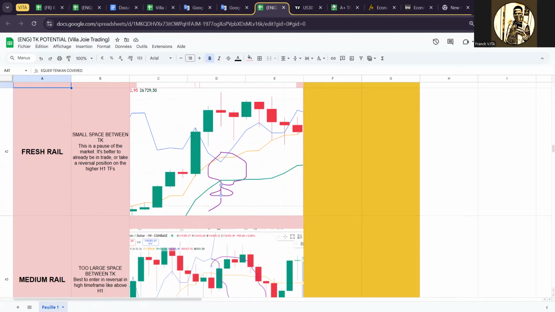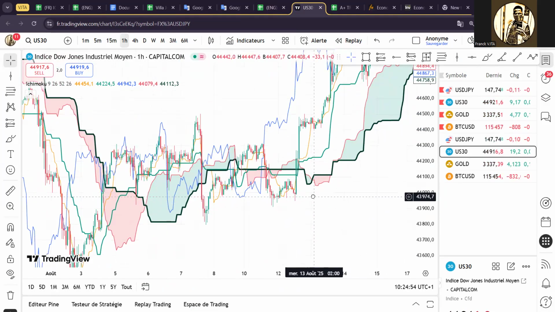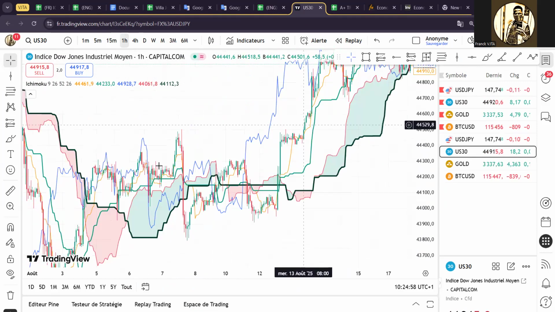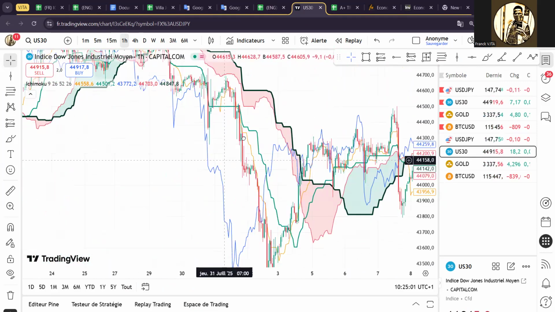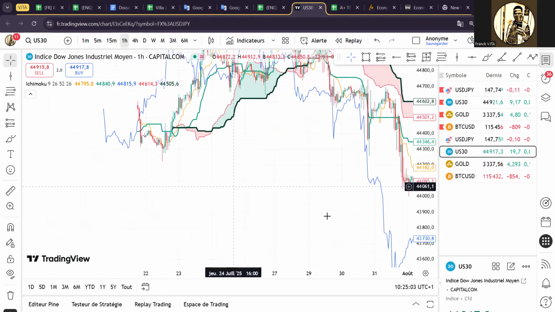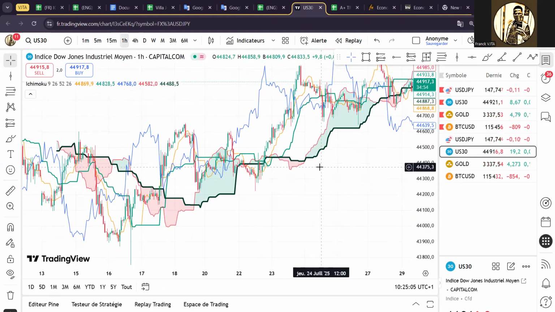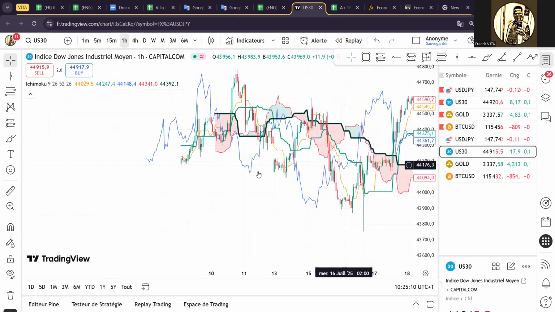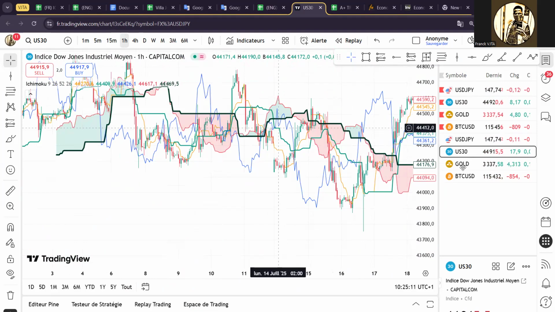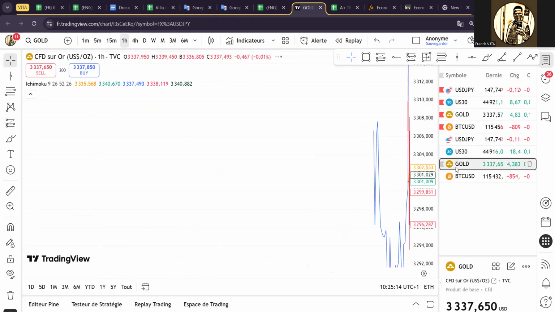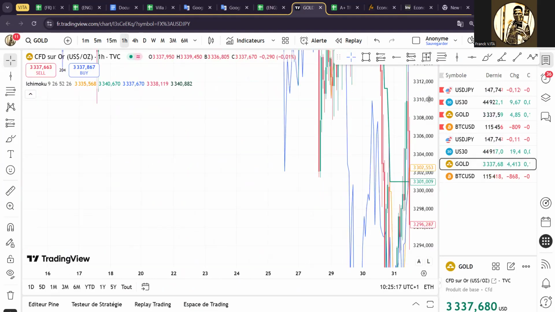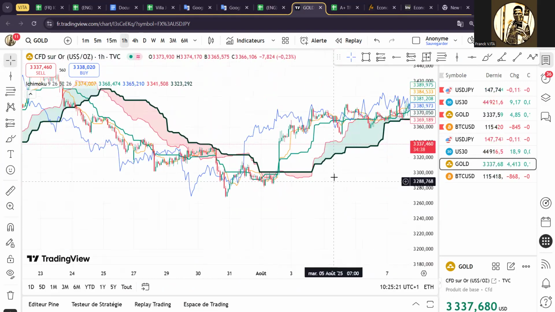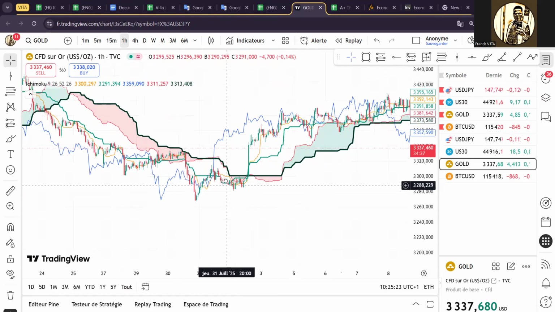So then you have the fresh ride. The fresh ride is just a ride that, what I call fresh ride. Any ride makes the price reverse at least one time. Let me look at it in the gold. Rides happen a lot on pairs like gold, Bitcoin. That's a medium ride. Let me look at fresh ride.